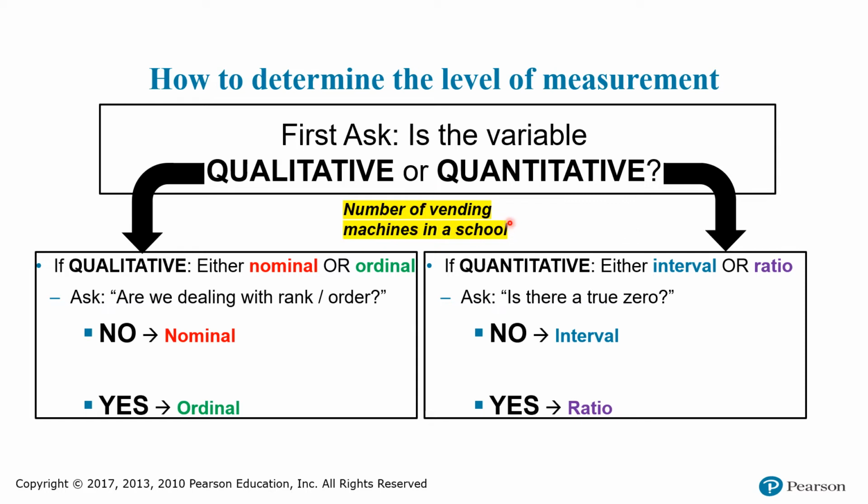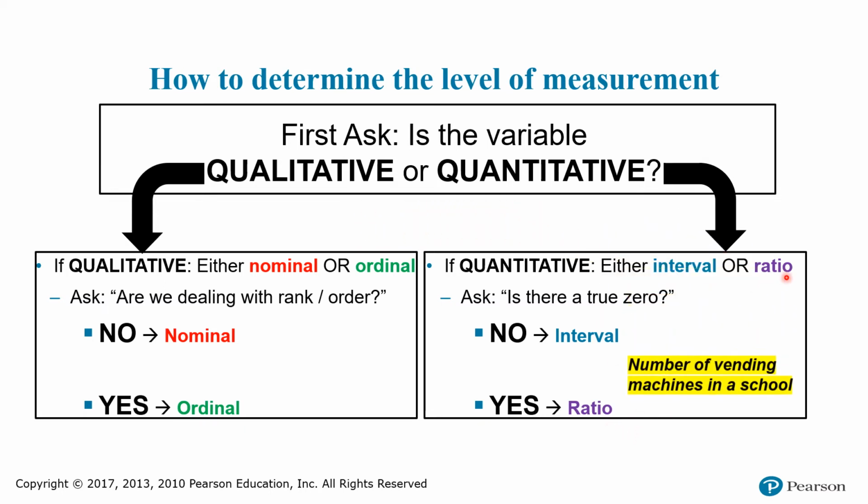Well, that's a number, and it's a number with meaning. So I know it's definitely a quantitative variable, which means it's either at the interval or ratio level of measurement. How do I figure out which one it is, though? Well, I ask myself my second question. Is there a true 0? Because that's the big difference between interval and ratio level. Does 0 have meaning? So 0 vending machines means there's no vending machines. That's an absence. So there is a true 0 here, which means it's got to be at the ratio level.